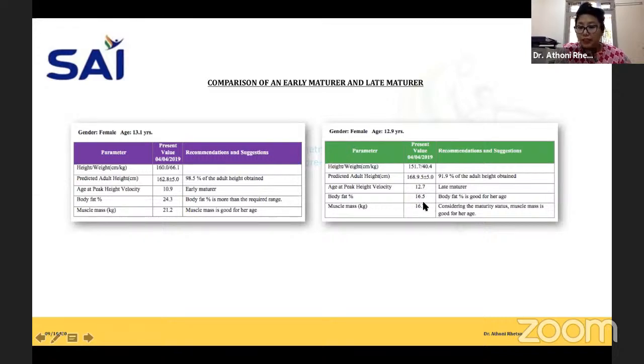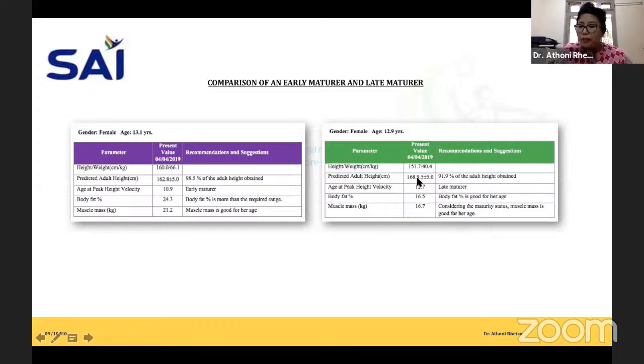And for the muscle mass, now here we have to be very careful when we are commenting, when we're dealing with kids of this age, because I have to consider the maturity status. If I make a comparison of these two, if I go by the age-wise and give a comment, I can say that muscle mass is not good. But I have to consider the maturity status here.